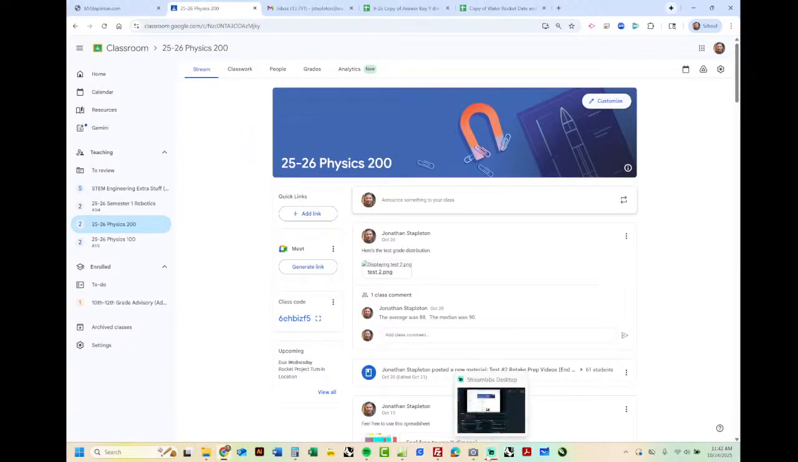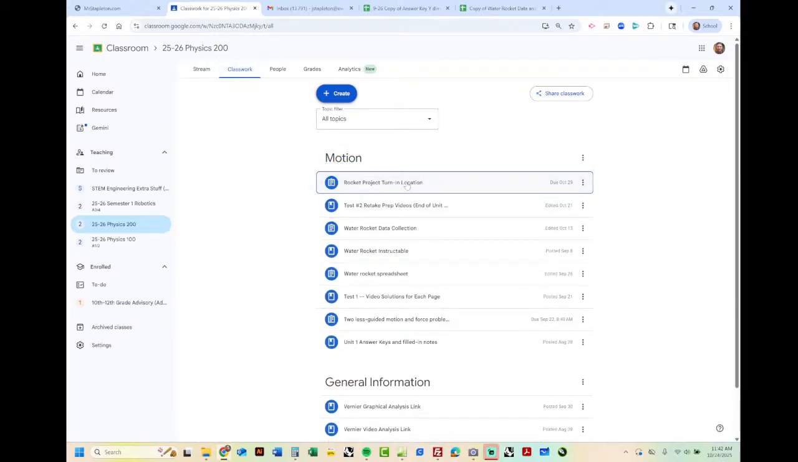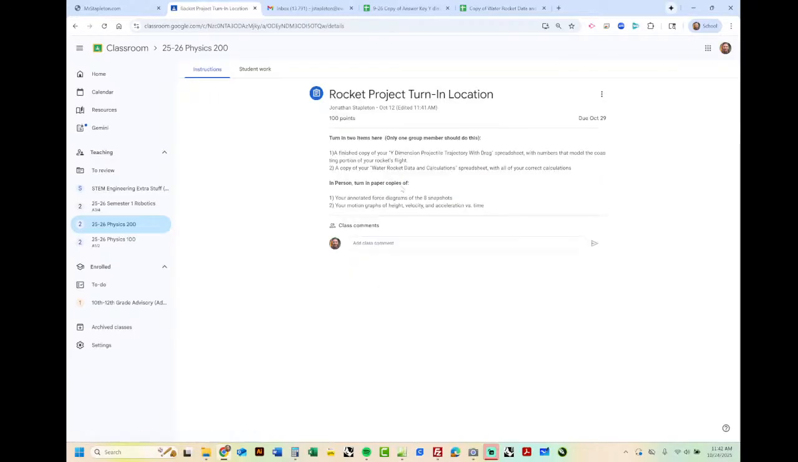Doing one last video because I just want to make sure that everybody can get a good grade on this. So let's go to classwork. This is in Motion and Google Classroom, Rocket Project turn-in location. Let's look at the instructions.